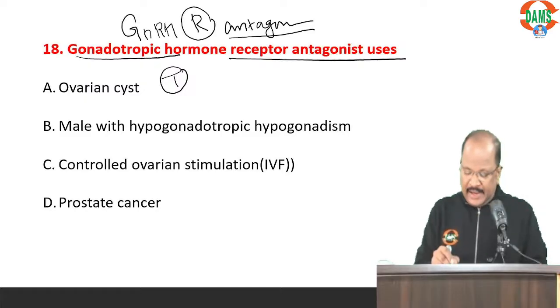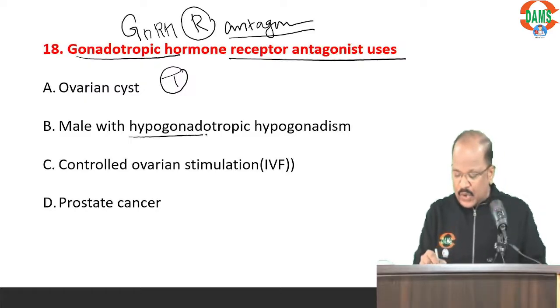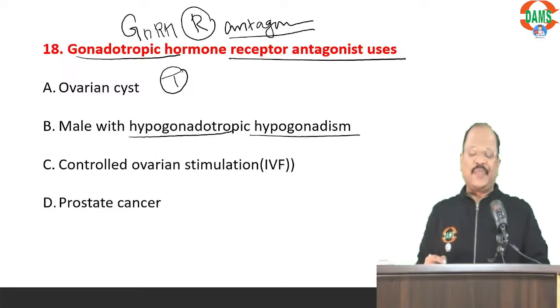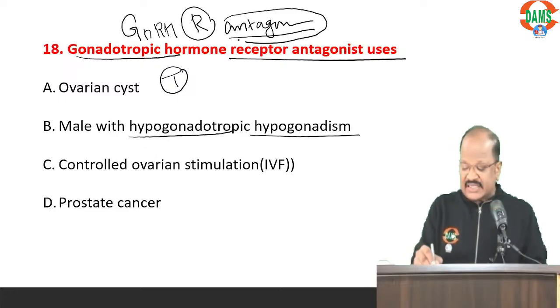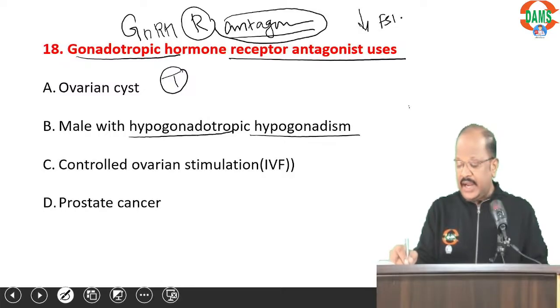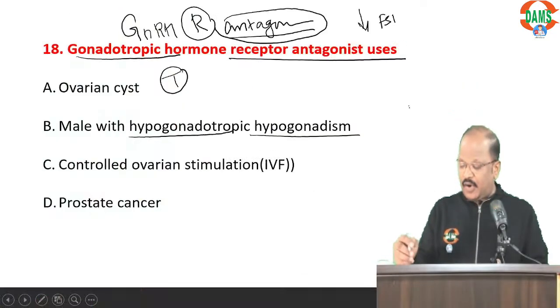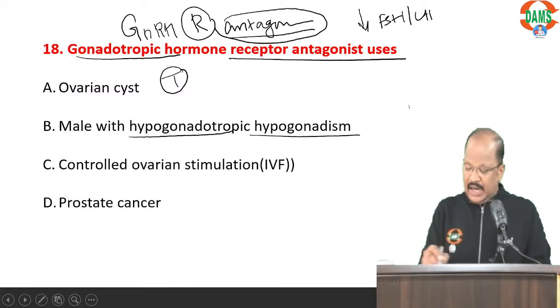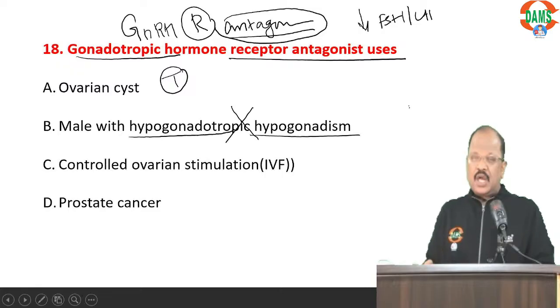And in a male with hypogonadotrophic hypogonadism, it's already having low FSH and LH levels, and the antagonist further suppresses them. So it cannot be useful for treatment of hypogonadism. So it is not useful for this case.